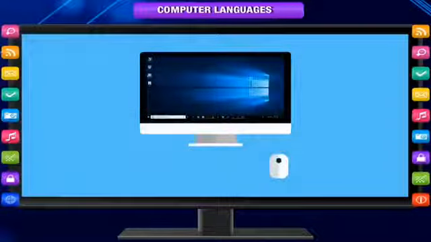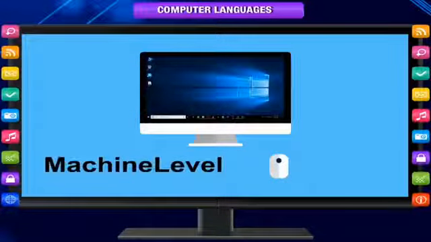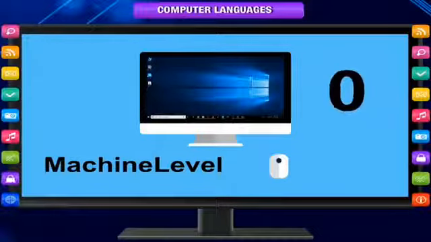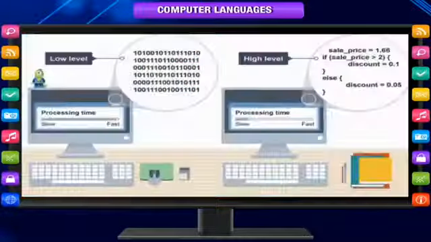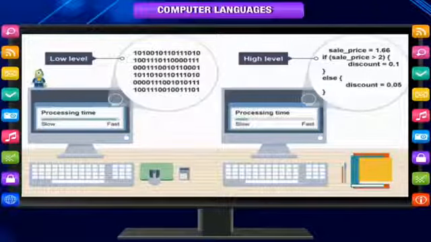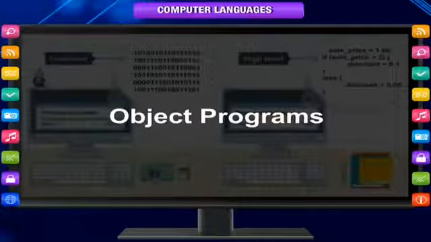Remember, a computer can understand this only at its machine level. Every instruction has to be written in zeros and ones only. The programs written in machine language are called object programs.